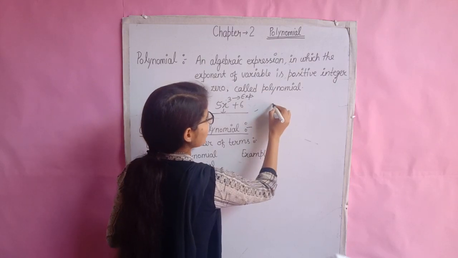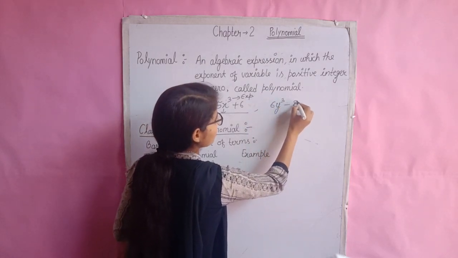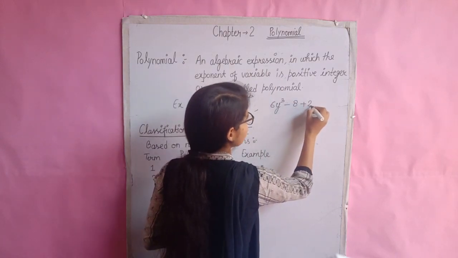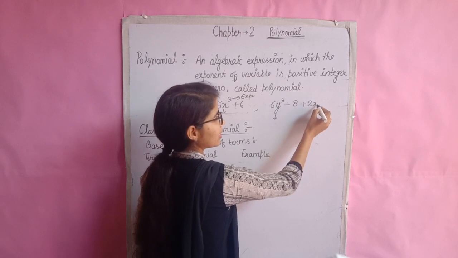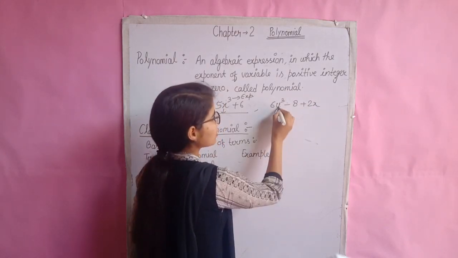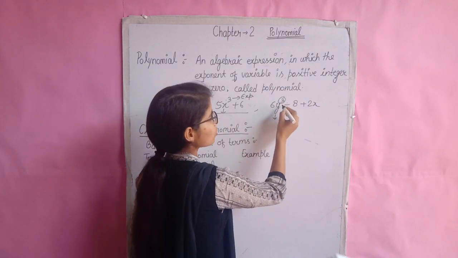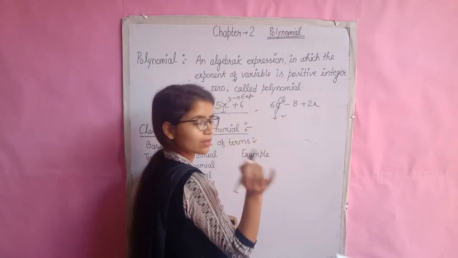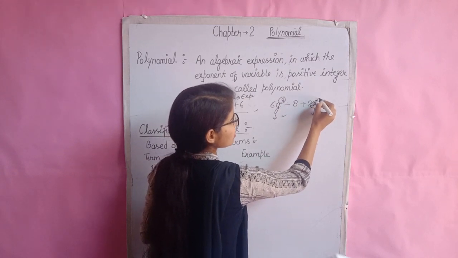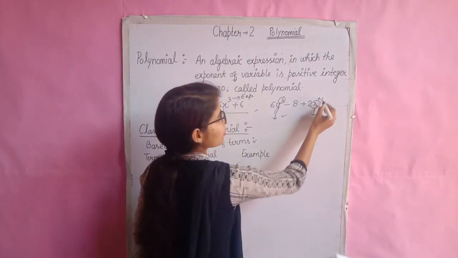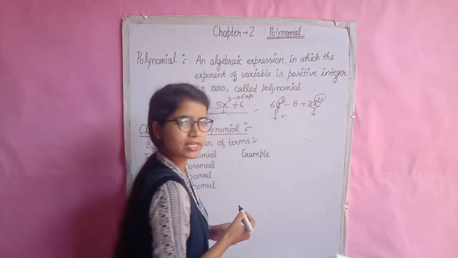And another example: here y is a variable and x is also a variable. The exponent of y is 3 which is a positive integer. So this is a polynomial. And here x is also a variable whose exponent is plus 1 which is a positive integer. So this is also known as a polynomial.